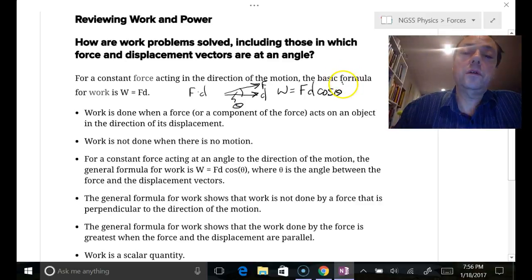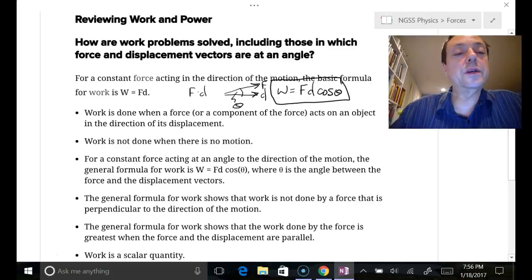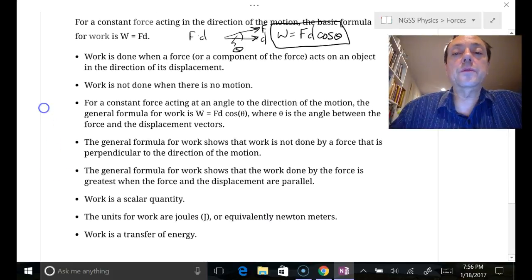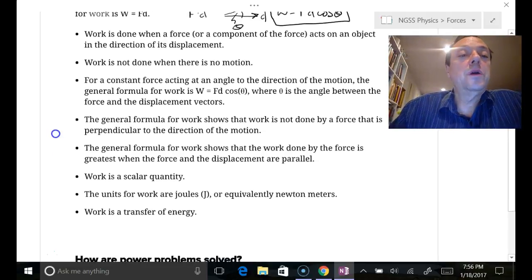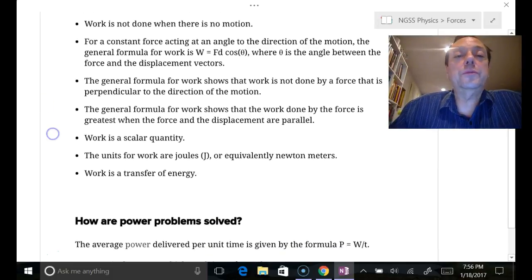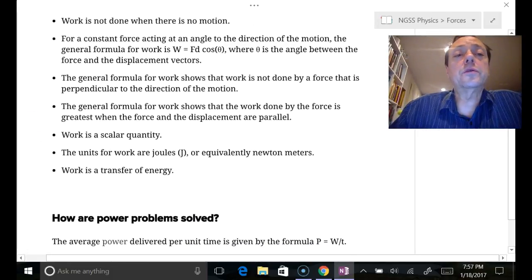Okay? So just make a mental note of that someplace. For the most part, we're just going to say it's force times distance because we're going to assume that the force is happening in the direction the object is moving. So work is done when a force or a component of the force acts on an object in the direction of its displacement. Work is not done when there is no motion. Similarly, when there is motion but there's no net force, work is also not done.